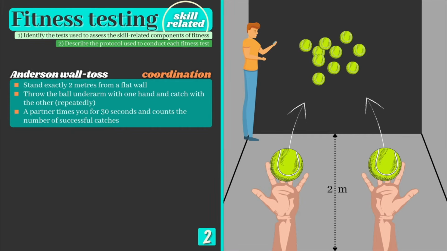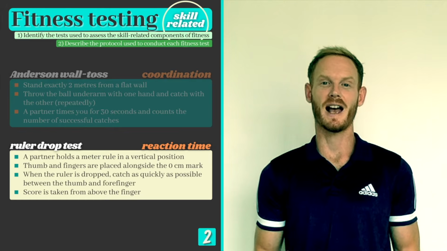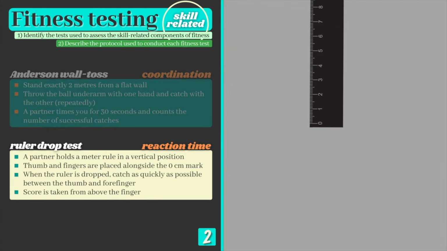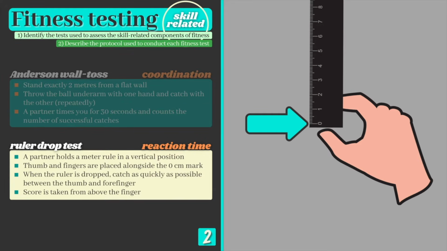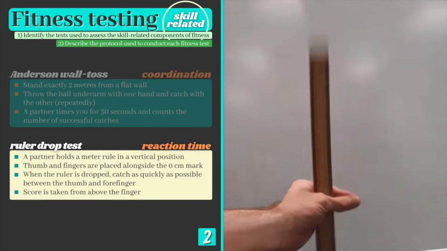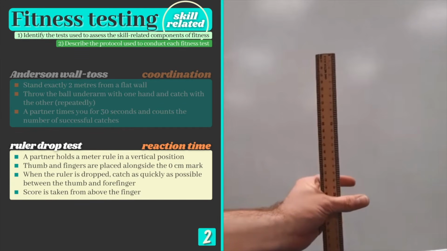Our final test is called the ruler drop test and measures your reaction time, or the time it takes to respond to a stimulus. A meter rule is held by your partner in a vertical position, and your thumb and fingers should be placed alongside but not touching the 0 centimeter mark. Without warning, your partner releases the ruler and your job is to catch it as quickly as possible by gripping between the thumb and index finger. A measurement is then taken from above the finger, which can be compared with normative data, allowing you to judge your performance.